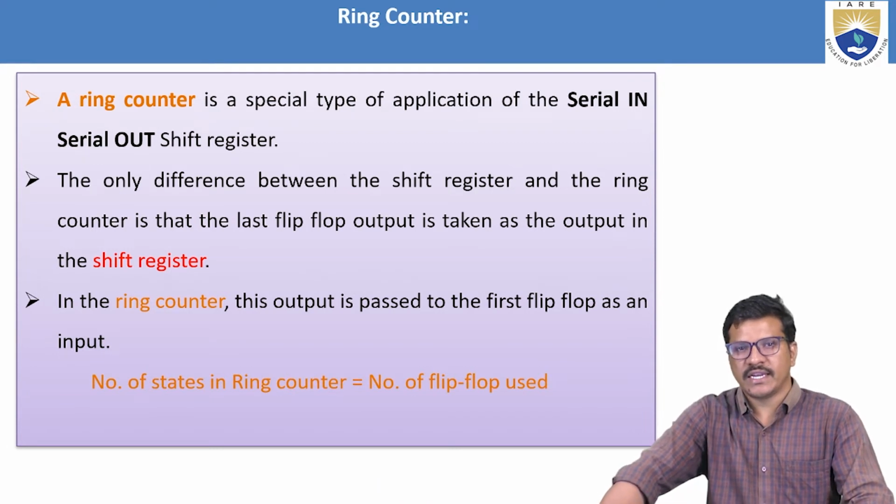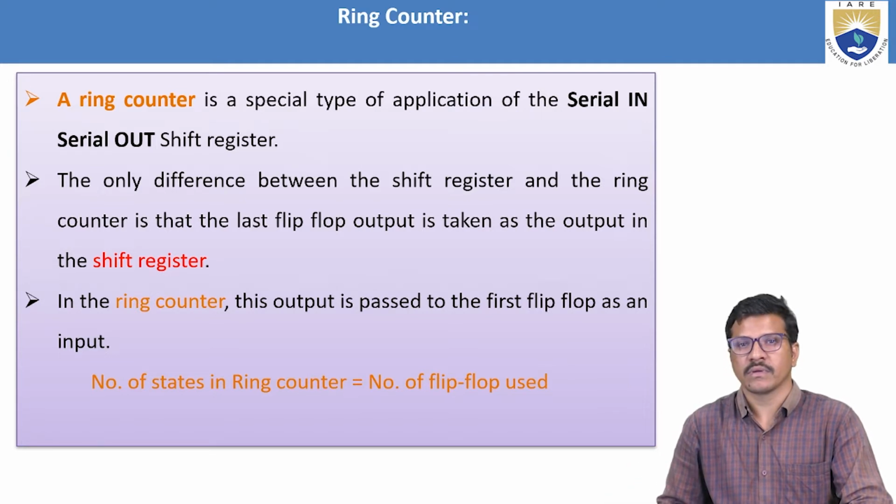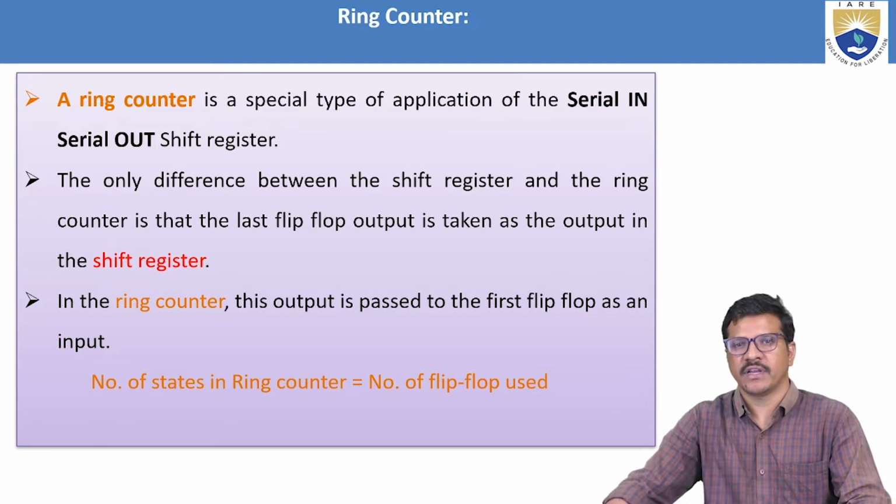The number of stages in the ring counter is equal to the number of flip-flops used. In general counters, the number of flip-flops is less than or equal to the number of stages. This is the general case of counters, so in the ring and Johnson counters, it might not apply.